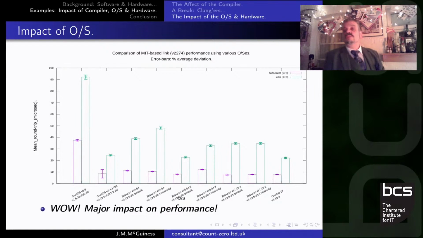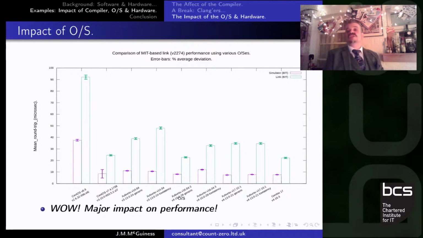What's the impact of the operating system? Well, if we look across this, we can see different operating systems on the x-axis, and on the y-axis is my mean round trip in microseconds. So higher is slower. And we can see that CentOS clearly lags behind Ubuntu. And then on the far right, we can see Gentoo obviously is the fastest.